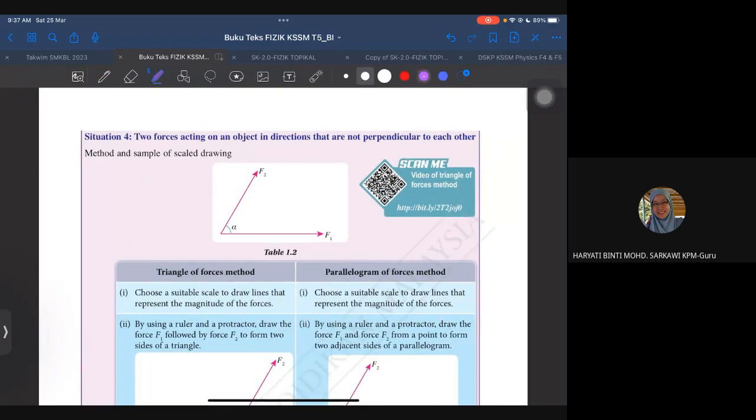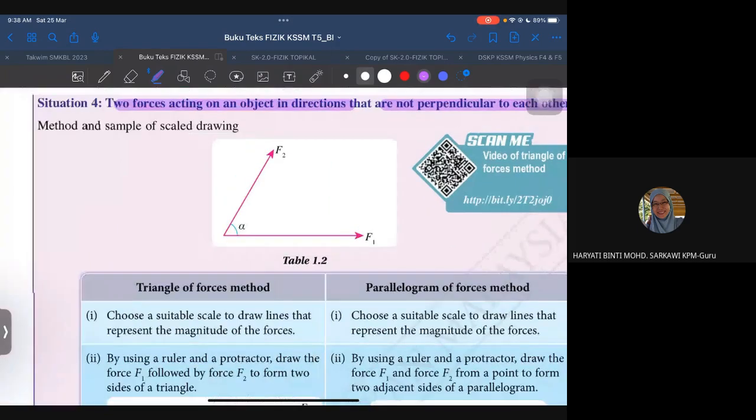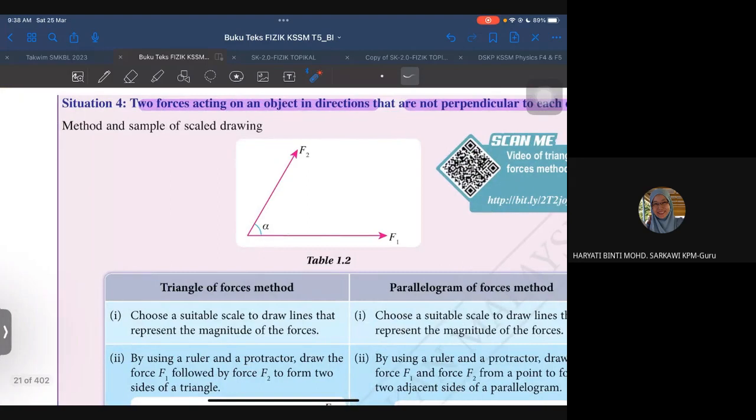Two forces acting on object that are not perpendicular means that there is an angle in between. The angle is not 90 degrees. So it means that other angle, it can be less than 90, it can be more than 90. Just like this, the angle alpha here is less than 90. How do I know that? Because 90 is like this. This is 90.